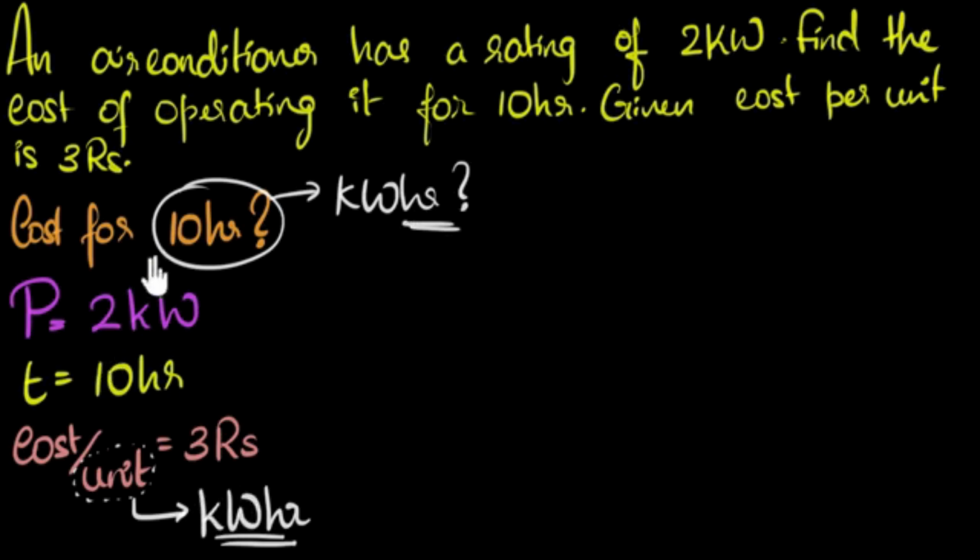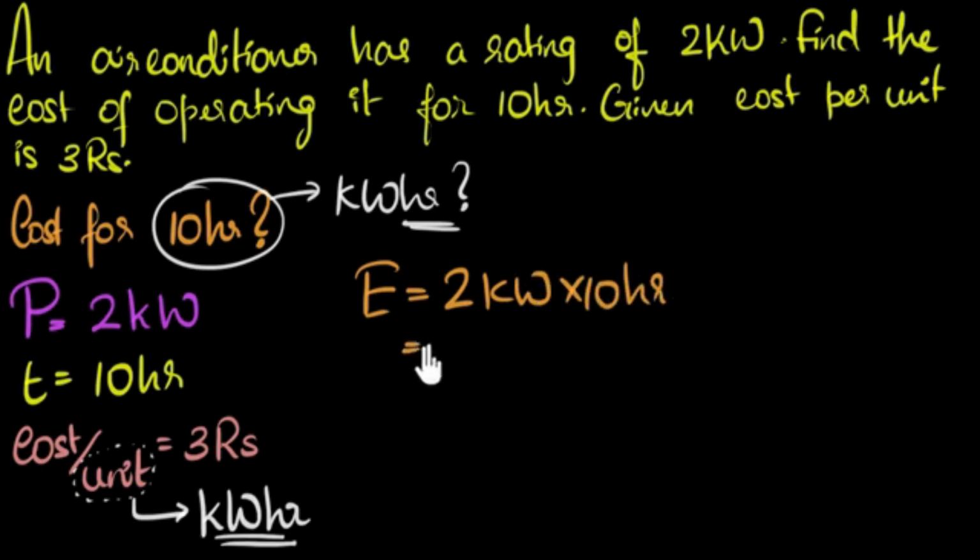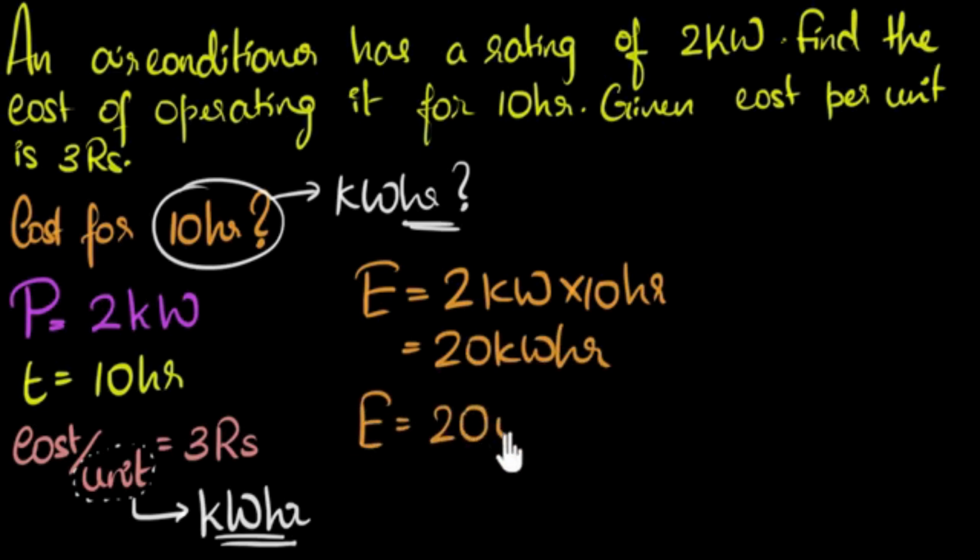Well, the power is 2 kilowatt. The time is 10 hours. So how much would be the energy consumed? Well, from this, we can clearly say the energy consumed, just by looking at the units, you can say kilowatt hour. 2 kilowatt times 10 hours, that would be 20 kilowatt hours. So the energy that is being consumed is 20 units. So in 10 hours, 20 units of energy has been consumed.